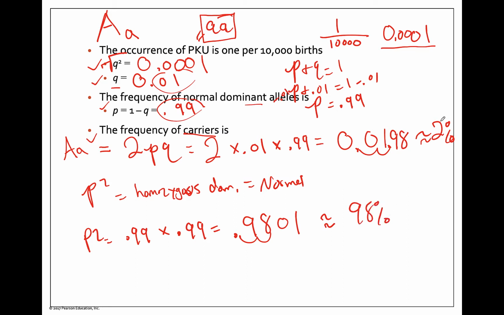which is approximately 98%. Obviously, I'm approximating. PKU is about 0.01%. So a very, very small amount of the population actually has PKU. A little bit larger is a carrier for it, and the vast majority are going to be normal. And we can look at this over time and see if the population is evolving by seeing if these numbers change over time.